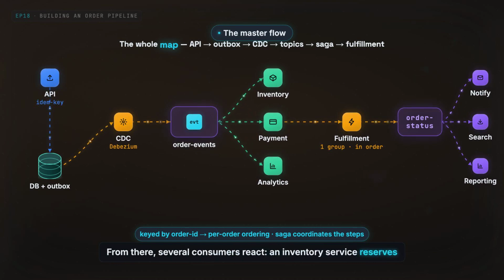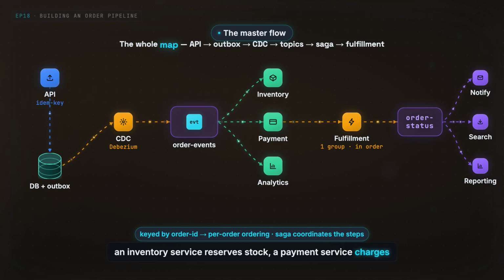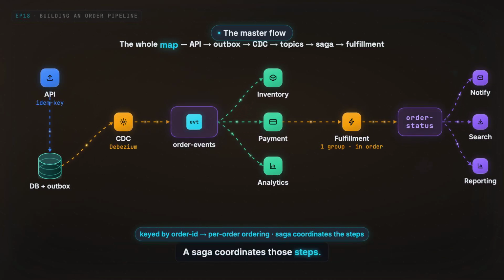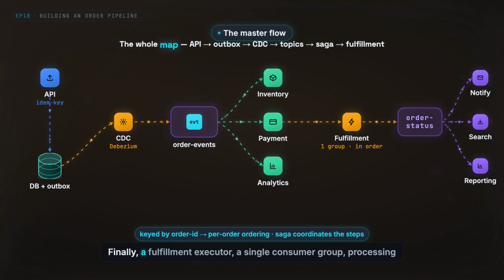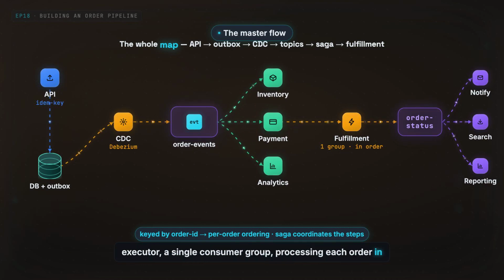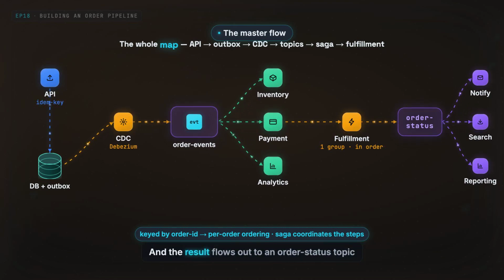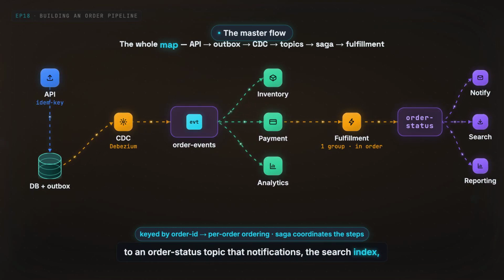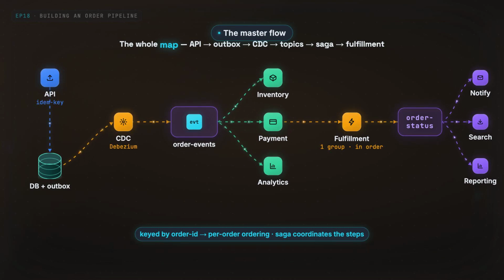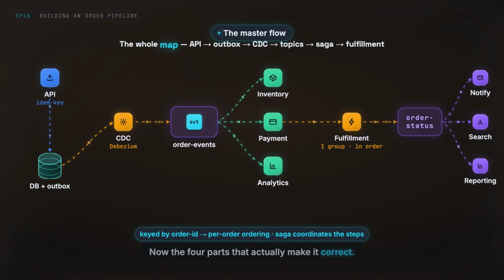An inventory service reserves stock. A payment service charges the card. And an analytics service reads the high-volume stream. A saga coordinates those steps. Finally, a fulfillment executor, a single consumer group processing each order in order, calls the shipping provider idempotently. And the result flows out to an order status topic that notifications, the search index, and reporting all consume. That's the map. Now the 4 parts that actually make it correct.